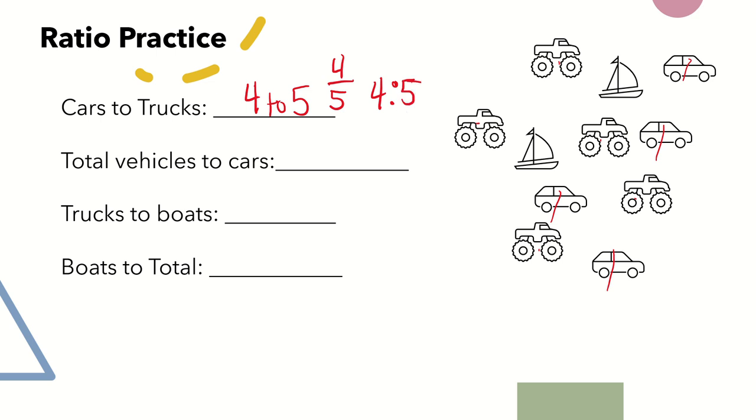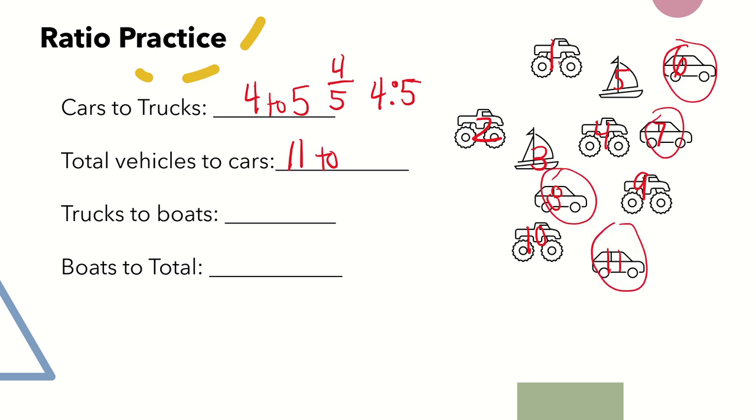For the next one, I want the total vehicles, so the total amount of vehicles or transportation, to cars. First we need to know my total. 1, 2, 3, 4, 5, 6, 7, 8, 9, 10, 11. 11 total. 11 to how many cars? 1, 2, 3, 4 cars.